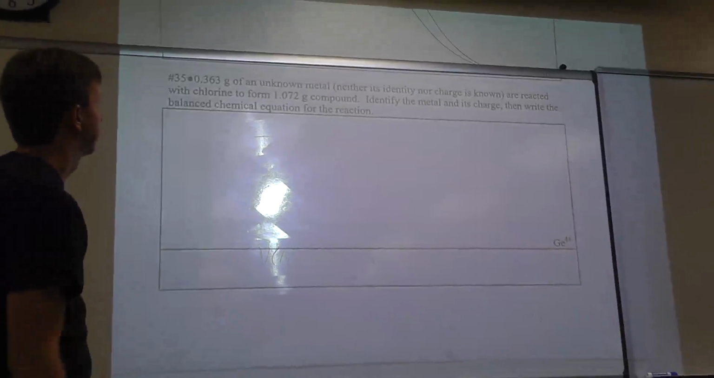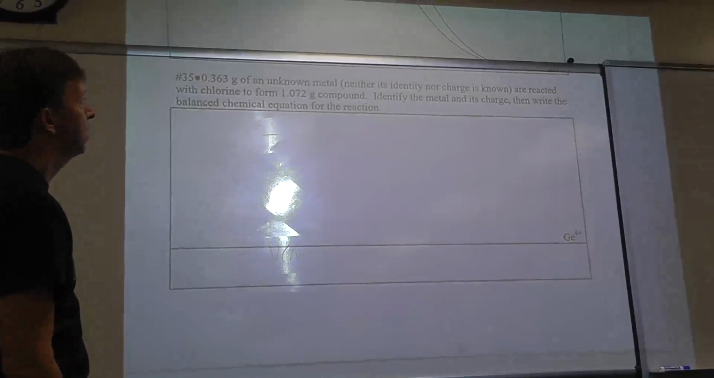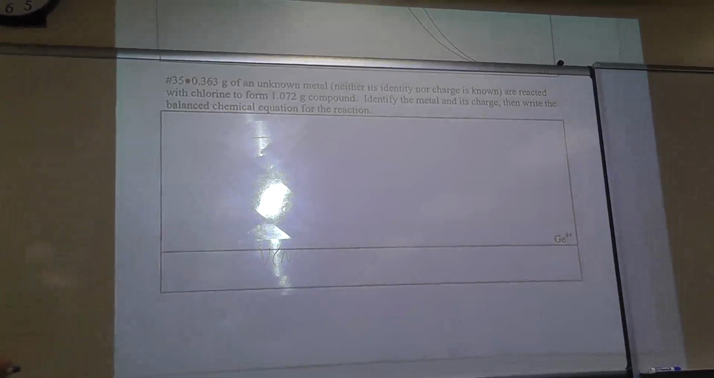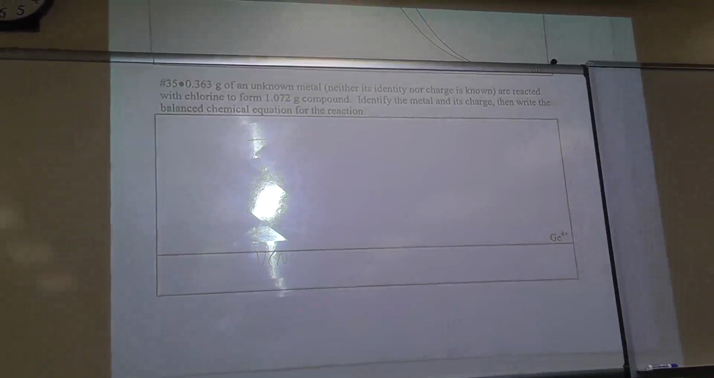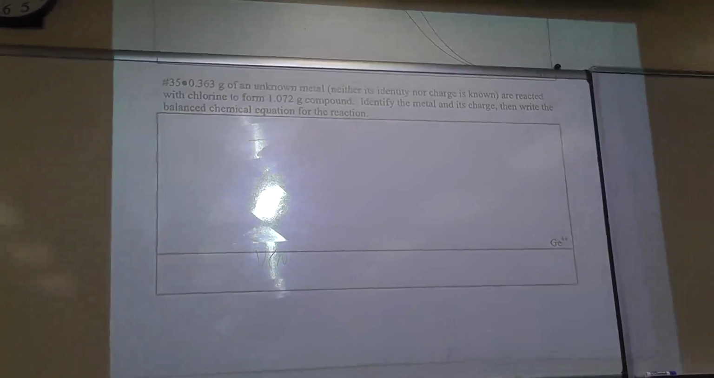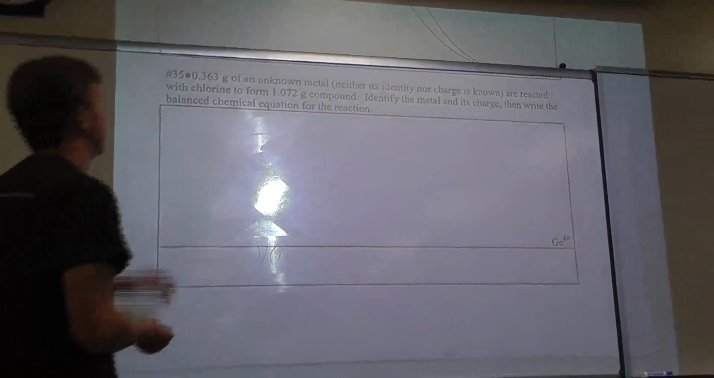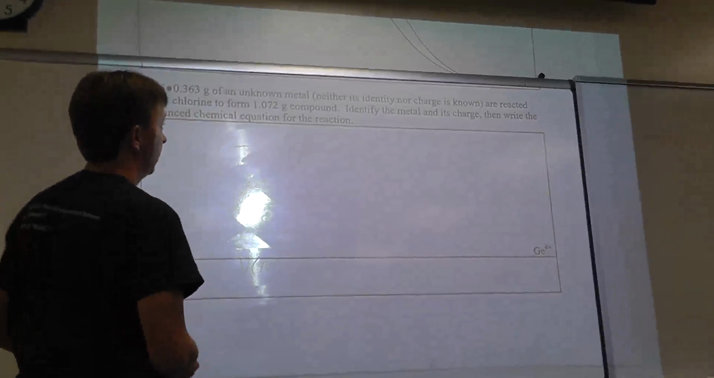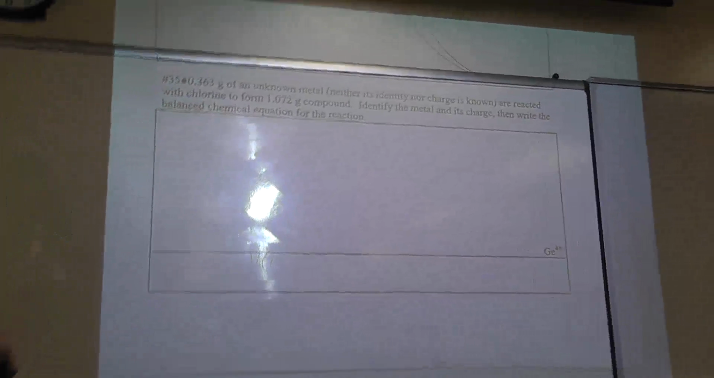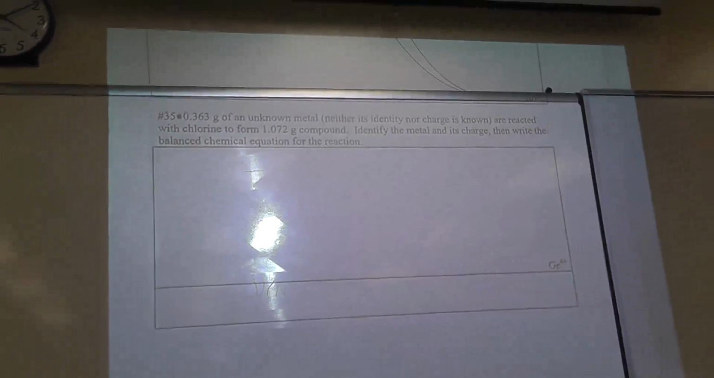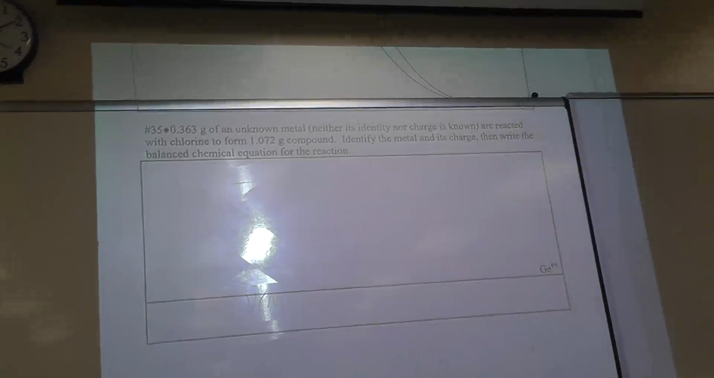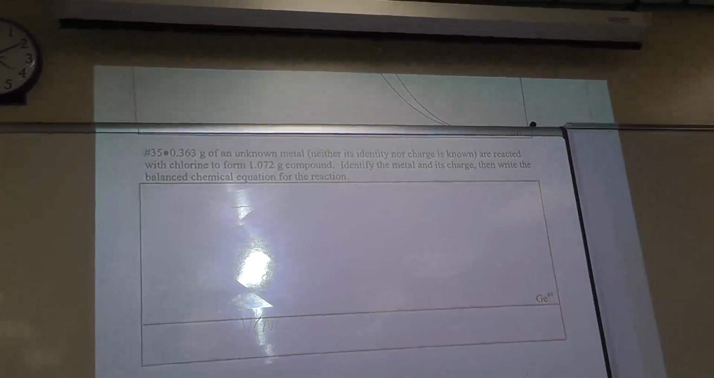We've got a metal. We don't know what it is, we don't know who it is, and we don't know its charge. But we're told it reacts with chlorine to form a compound. We know the mass of the metal and the mass of the compound. It wants us to identify the metal and its charge and then come up with a balanced chemical equation. So we really don't have much information this time. We don't even know who the other element is, correct?